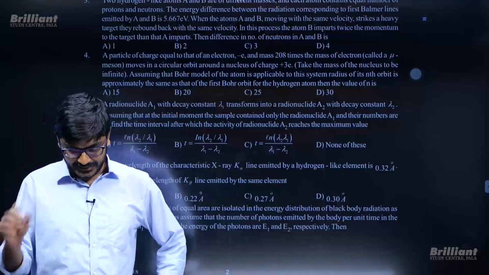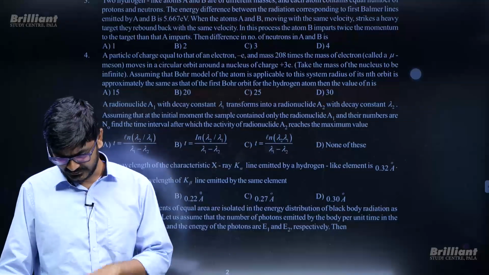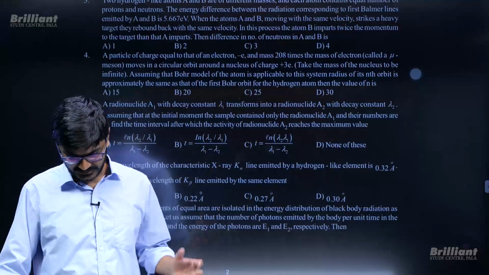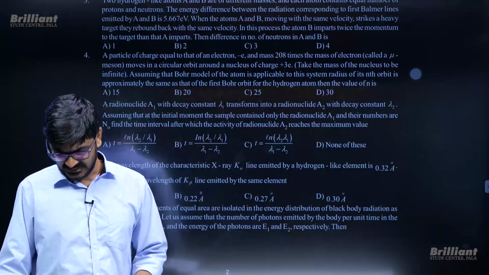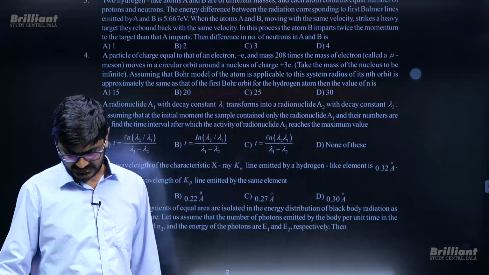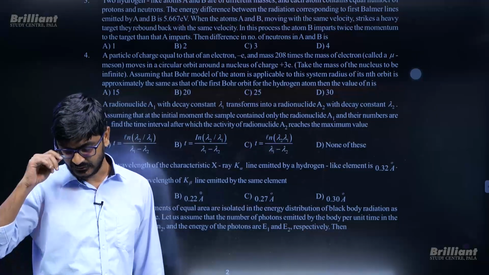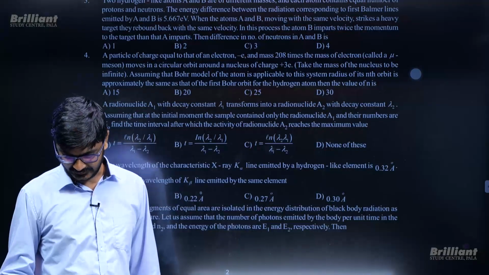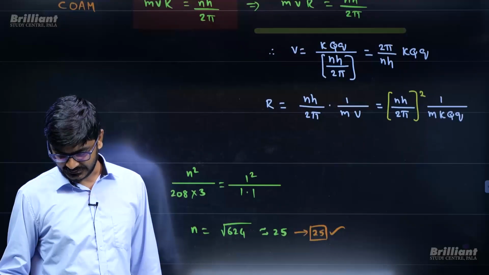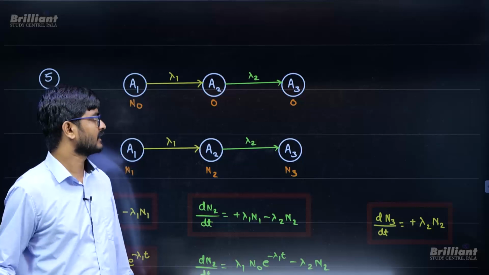A radionuclide A1 with the decay constant lambda 1 transforms into A2 with the decay constant lambda 2. Assume that at the initial moment the sample contains only radionuclide A1, their number being n0. Find the time interval after which the activity of radionuclide A2 reaches its maximum value. There is a derivation here, I am just putting it here for people who need it, so I won't be explaining it much.